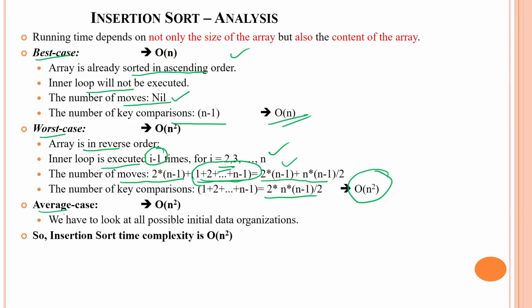In the average case, half of the elements are sorted and half are not sorted. This is also based upon the same, so order of n square. So we will take the worst case time complexity for insertion sort, order of n square.